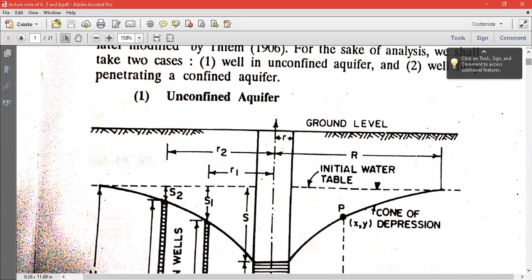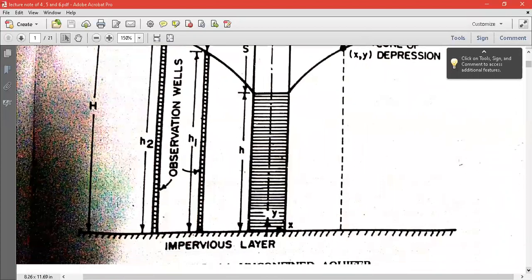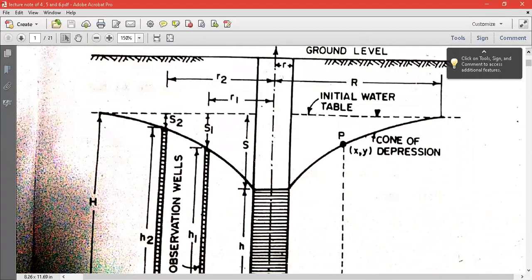From ground level, the well has been penetrated. It is showing a well of radius small r that has been penetrated up to the impervious layer. From the impervious layer to the groundwater level, we are calling the depth capital H, the depth of the aquifer, I mean the unconfined aquifer.